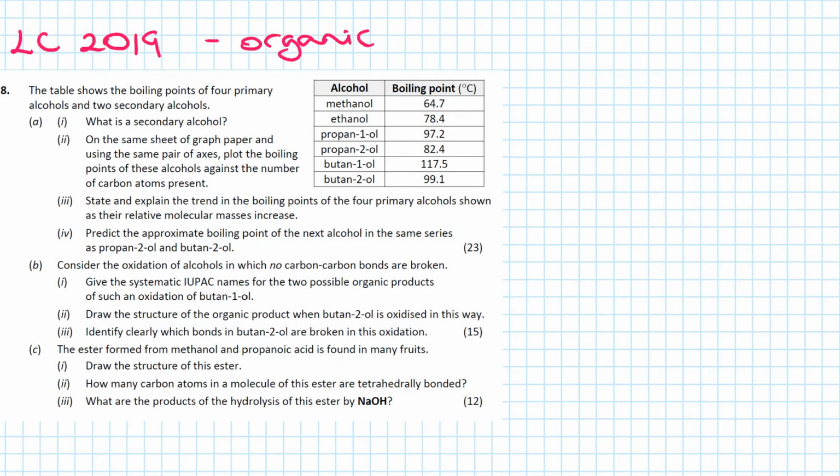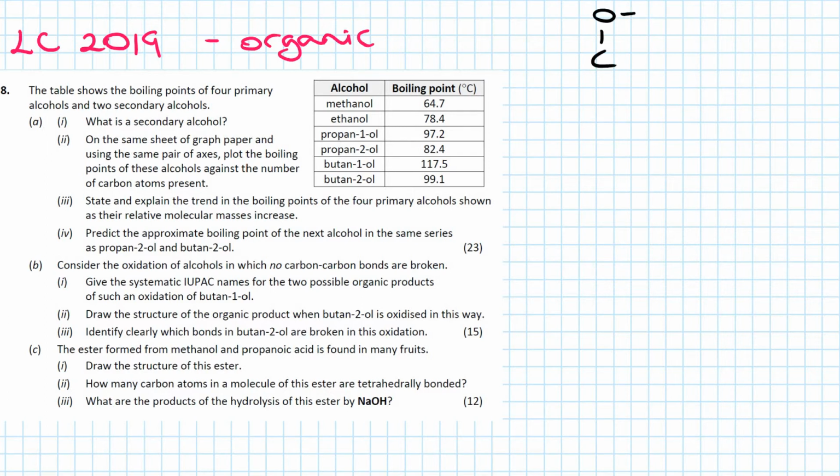Here I'm going to go through an organic chemistry question from 2019. It's question 8 on the paper. And it's a question about the alcohols to start with, and it says, what is a secondary alcohol? Now, a secondary alcohol is an alcohol which has two carbons attached to the carbon bearing the OH.